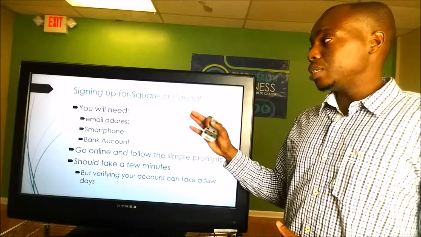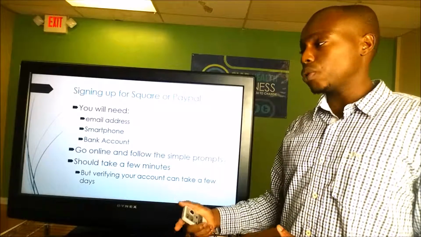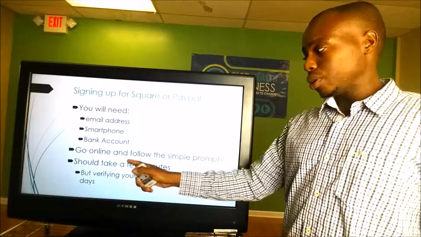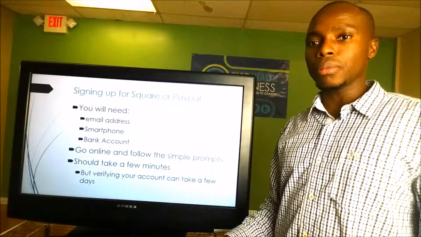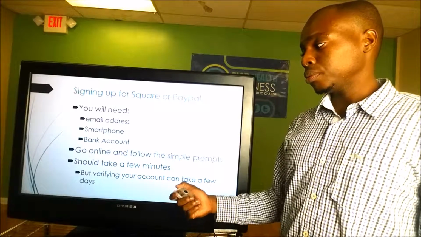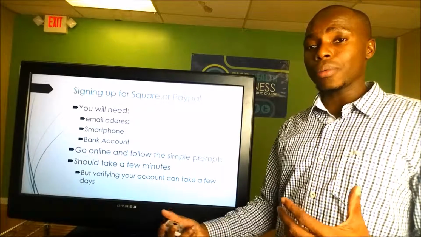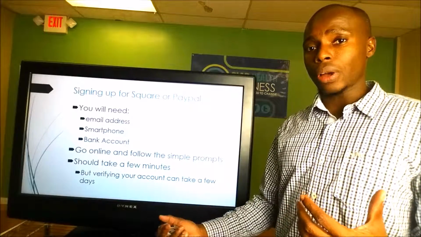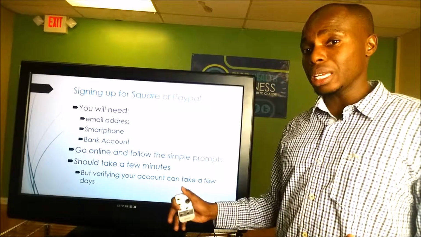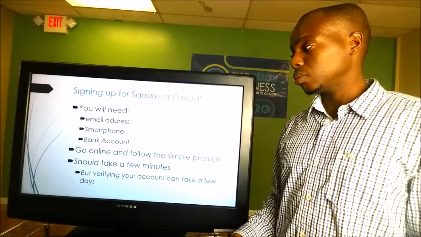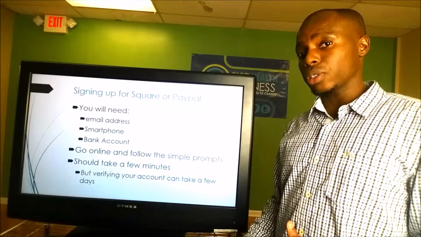Now, what you would need to sign up for Square or PayPal, all you need is an email address, smartphone, and a bank account. Go on to PayPal and Square online and sign up utilizing that information. It only takes a few minutes. However, verifying your bank account may take up to 3-5 days, so you won't be able to do transactions immediately. Well, you'll be able to do transactions, but it won't be transferred into your bank account until after it's verified.